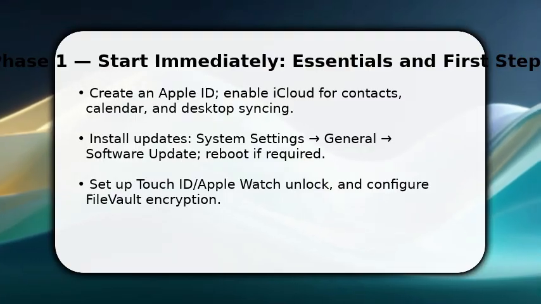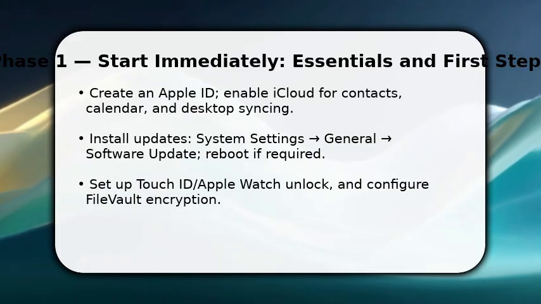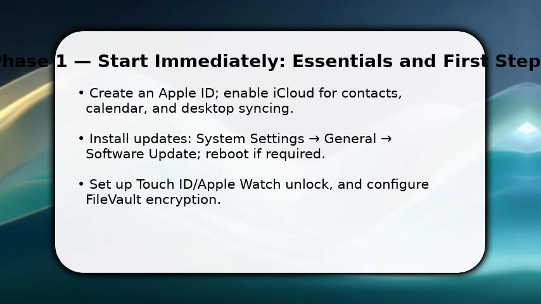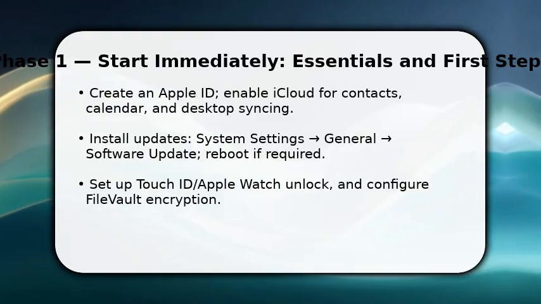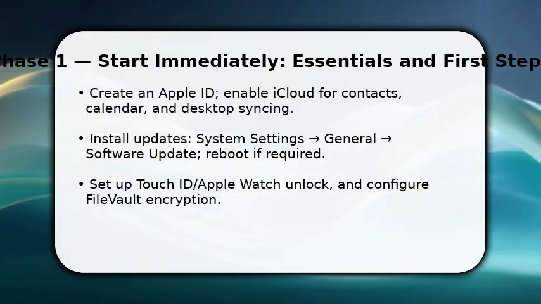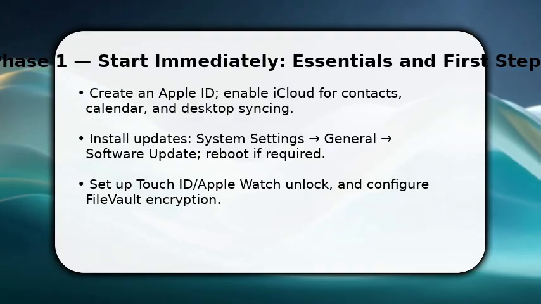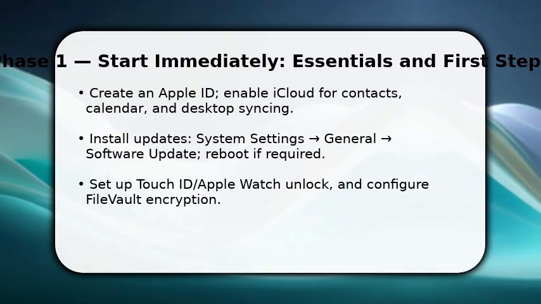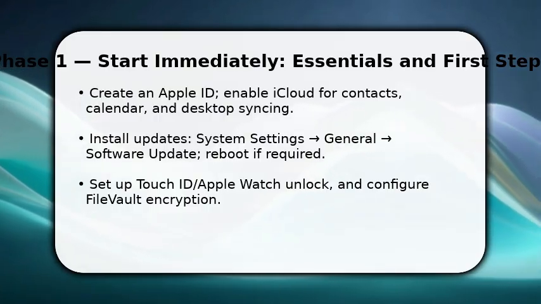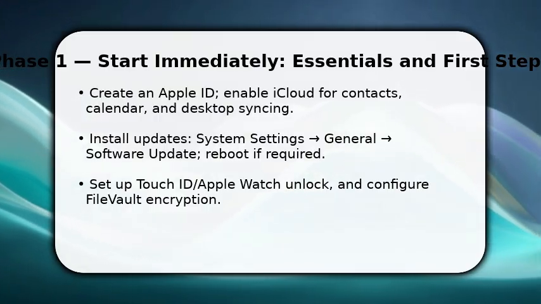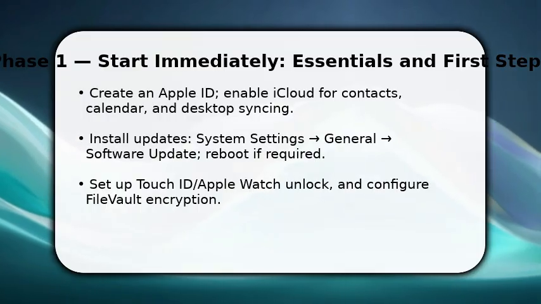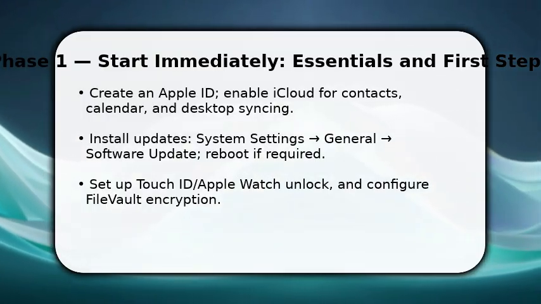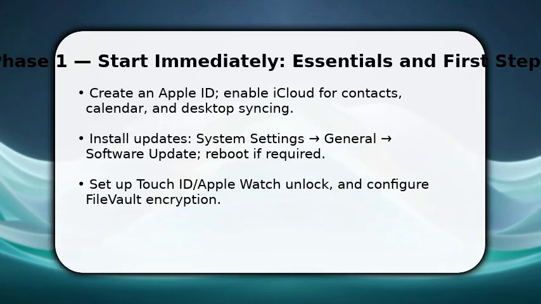You begin by securing and syncing your environment because continuity saves time. Sign in with an Apple ID, enable iCloud for contacts and calendar, and turn on desktop and document sync so files appear where you expect them. Next, run software update until the system is fully patched. Make sure to reboot. Finally, set Touch ID or Apple Watch unlock and enable FileVault to protect your drive. This prevents surprises later and keeps your workflow consistent.